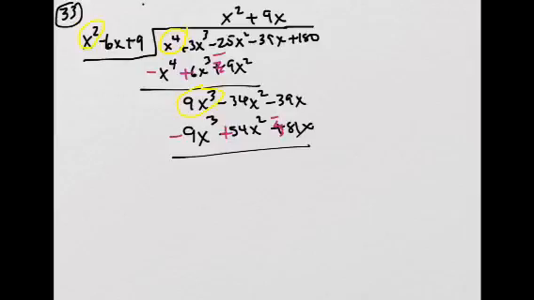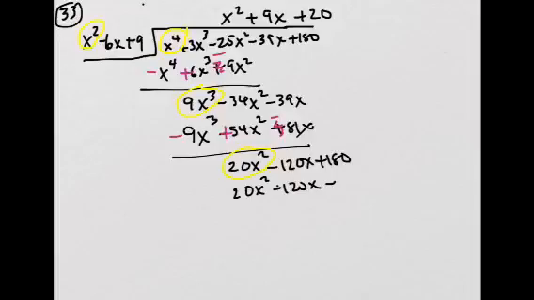what is it, 20? Negative, what is it, 120? Bring down the 180. So x squared times what gives you 20x squared? Well, that would be 20. And so you get 20x squared minus 120x plus 180. So now we're going to subtract, so we're going to add the opposite. So it's minus plus minus. And when you combine all of your terms, you get 0.